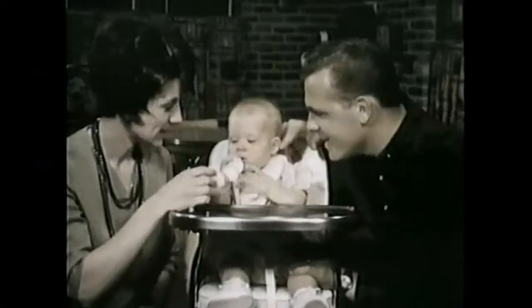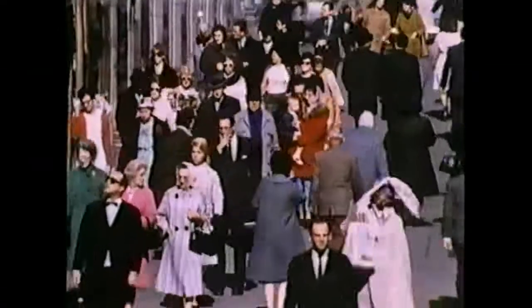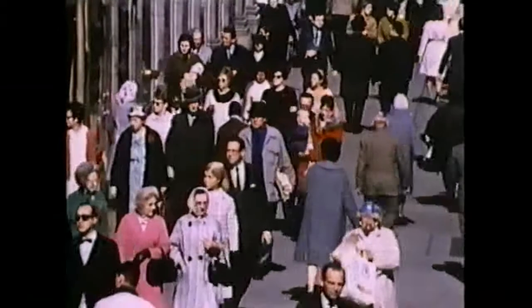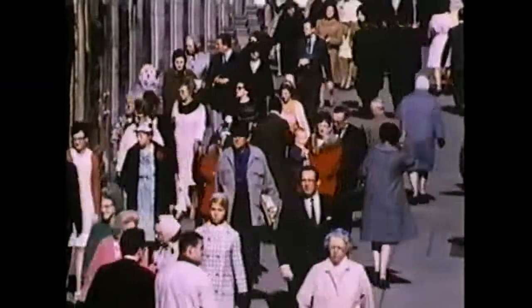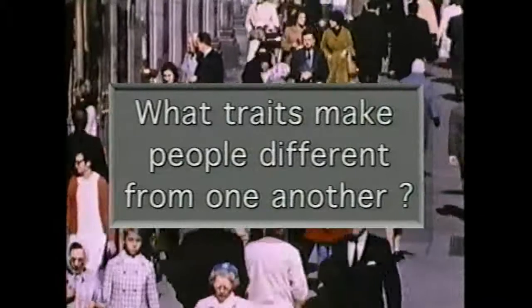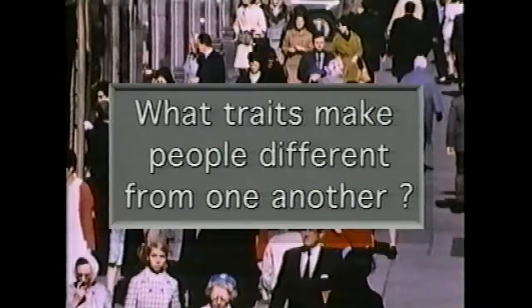All living things resemble their parents, but each individual also has certain unique characteristics or traits. Can you think of some traits that make people different from one another? Traits like eye color, hair color, skin tone, height, and right or left-handedness are just a few of the ways that we're different from one another.